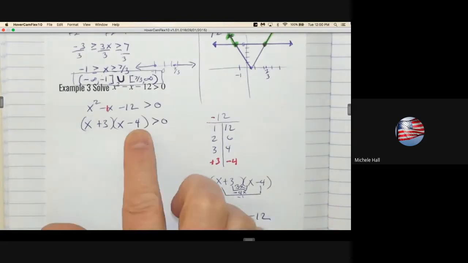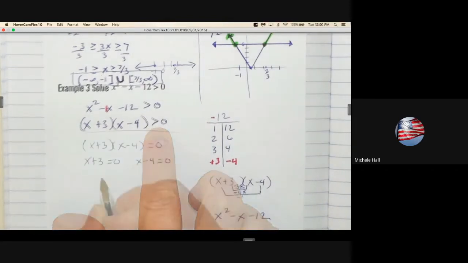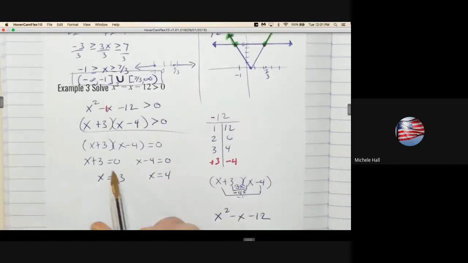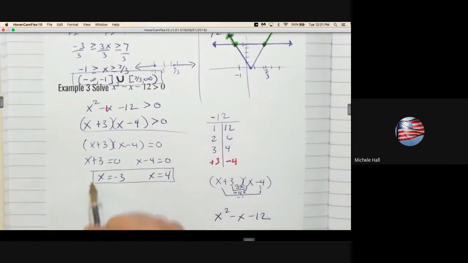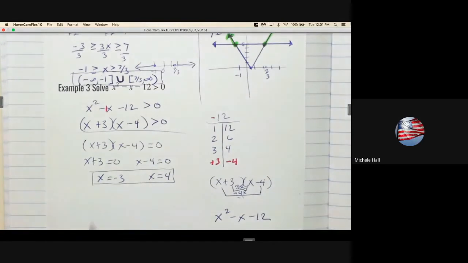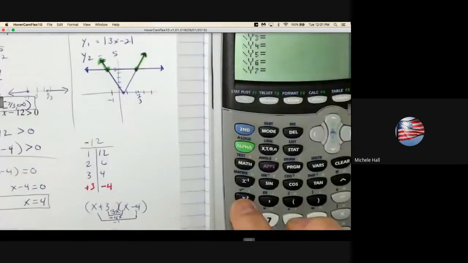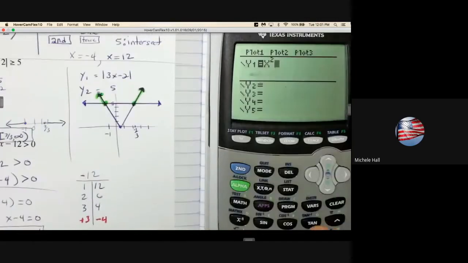We're going to solve this, and we're just going to switch it to an equal sign. X equals -3, x equals 4. Okay, this is an inequality, so we need to check our picture to see what's going on. When is the parabola greater than 0? We have x squared minus x minus 12 in graph.